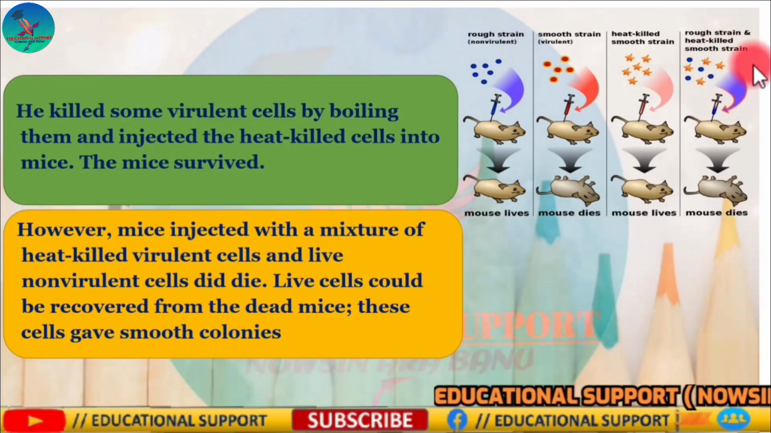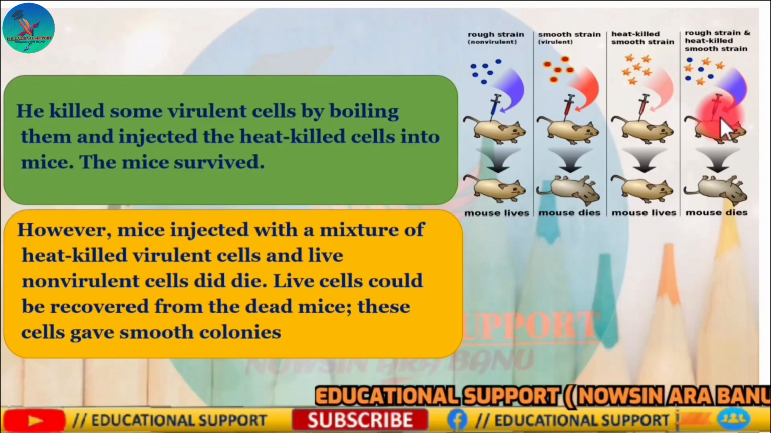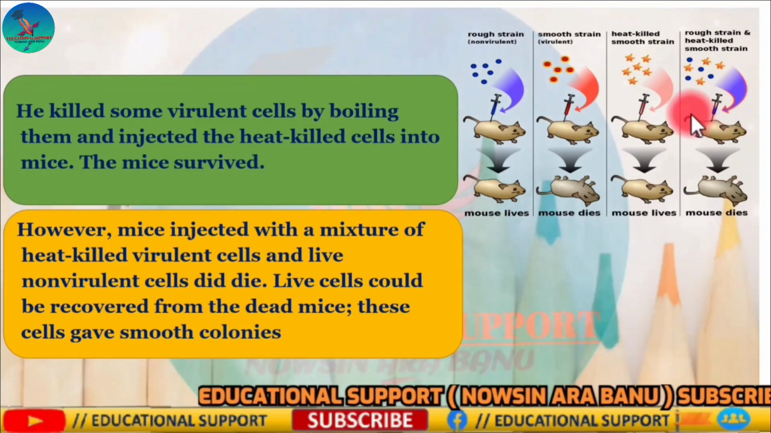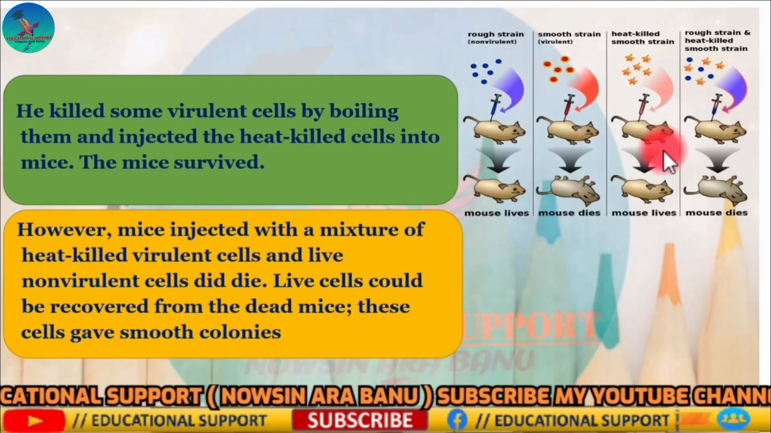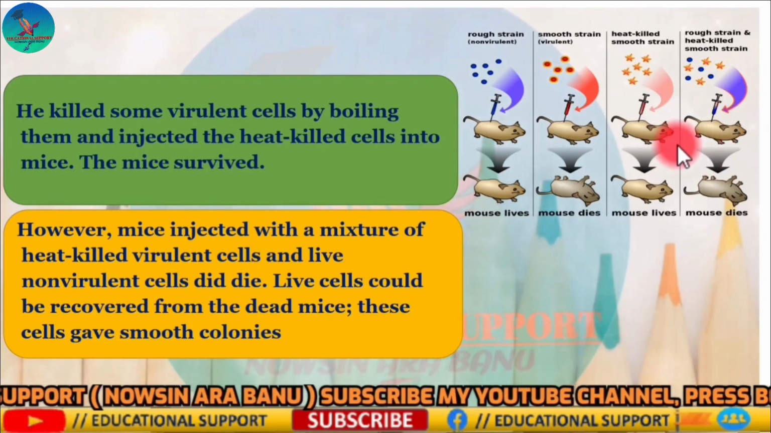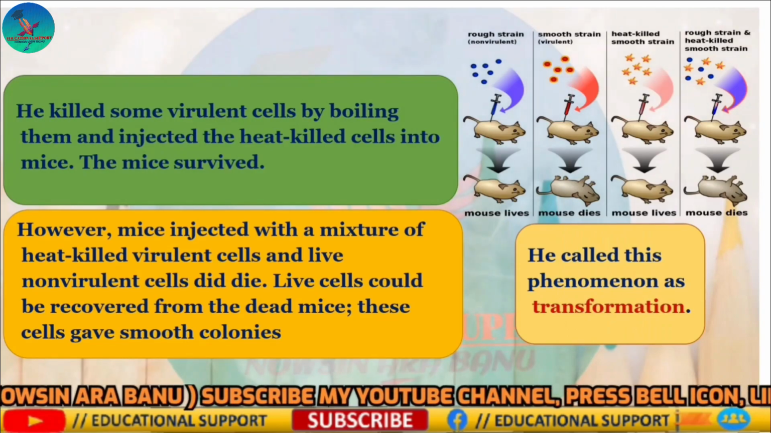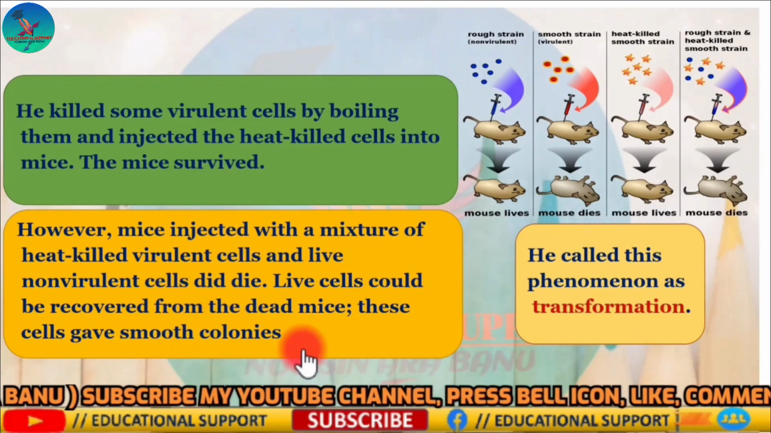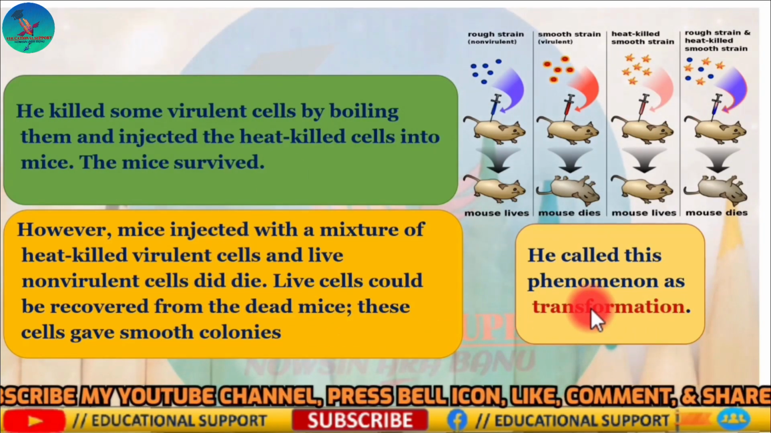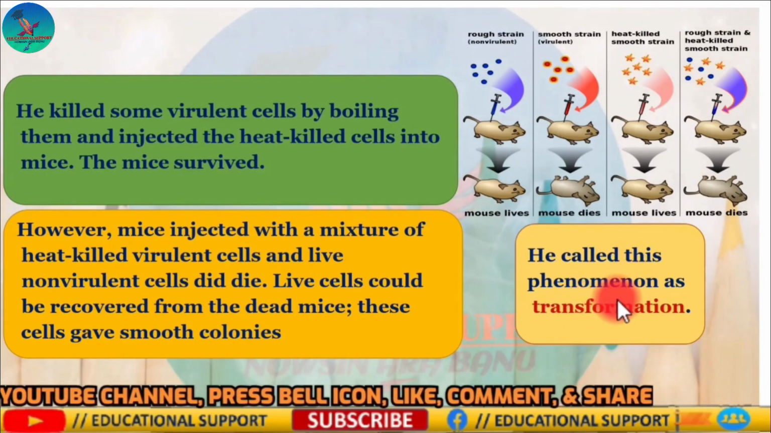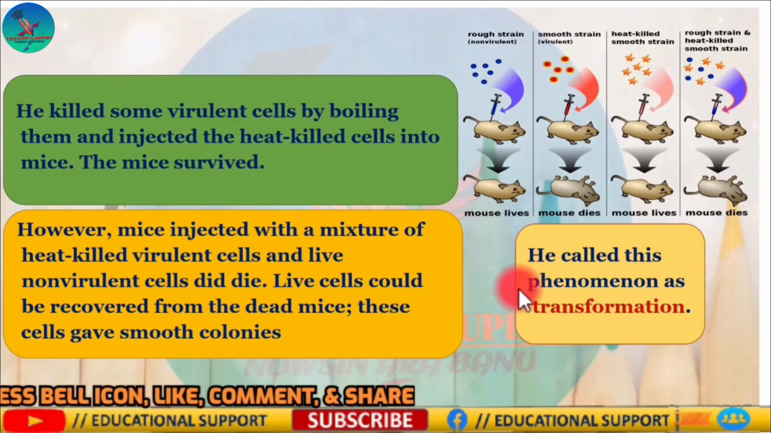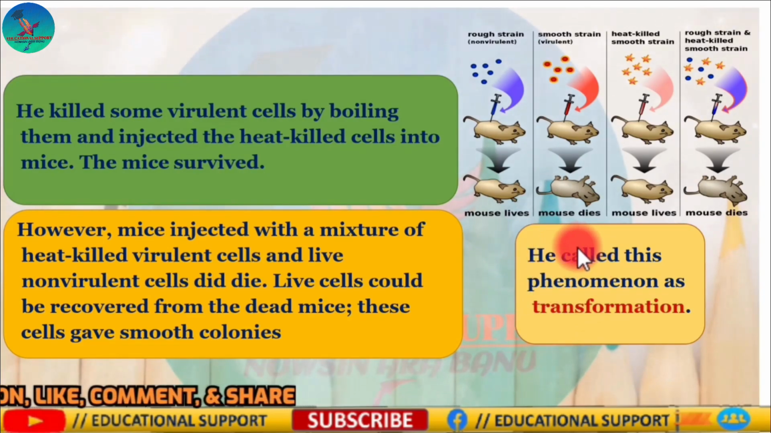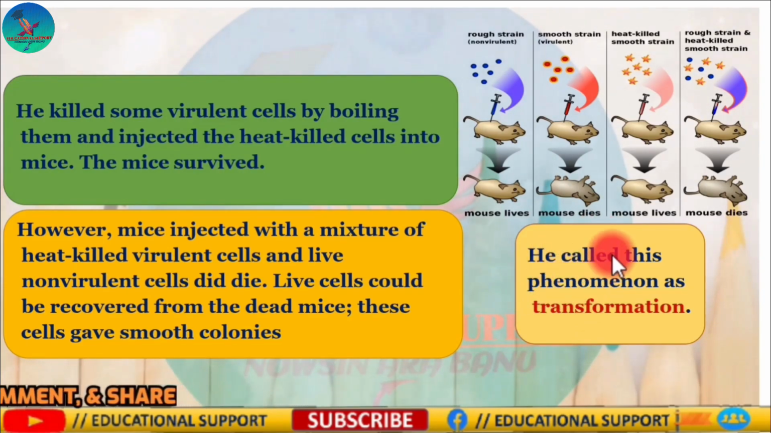Somehow, the cell debris of the boiled S cells had converted the live R cells into live S cells. The process is called transformation. So, do you know what transformation is? Transformation is a change in genotype caused when cells take up foreign material.